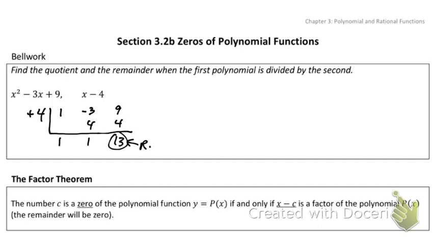My quotient would actually be x plus 1. And more specifically, if I needed to, I could say my function, if I plug in a positive 4, would equal 13. So if I plug 4 into that equation, I should get 13 out, which would be 16 minus 12 plus 9, which does equal 13.